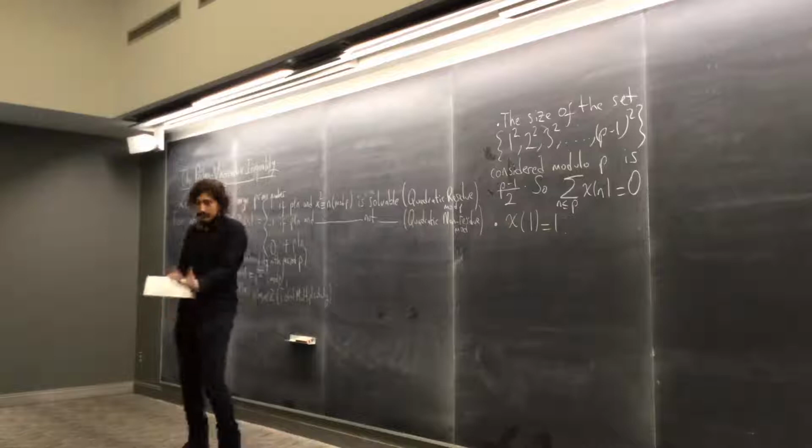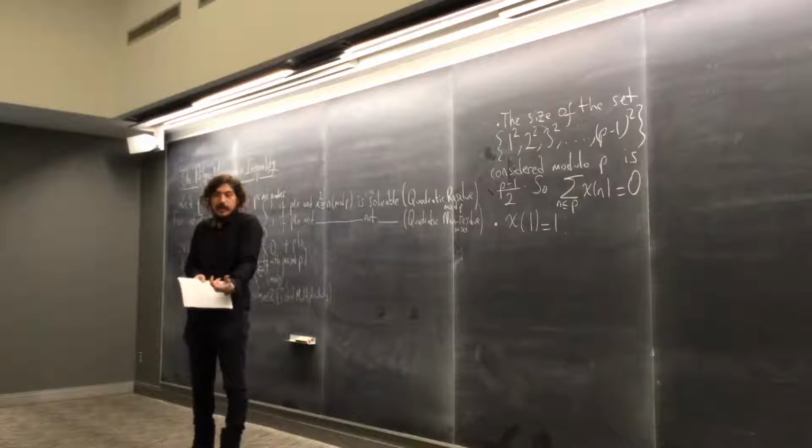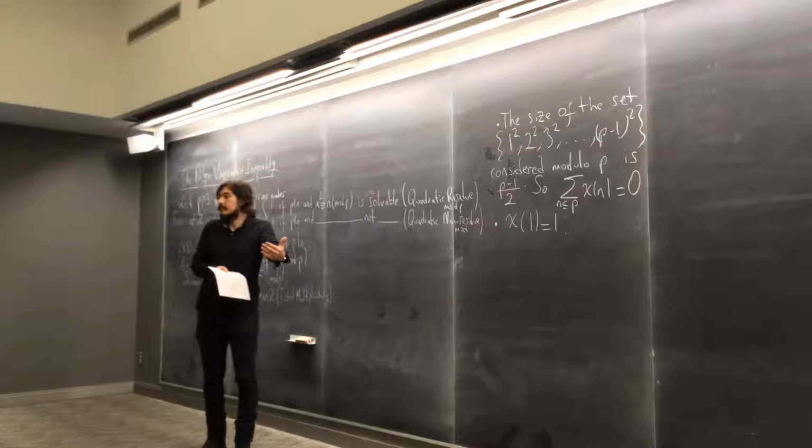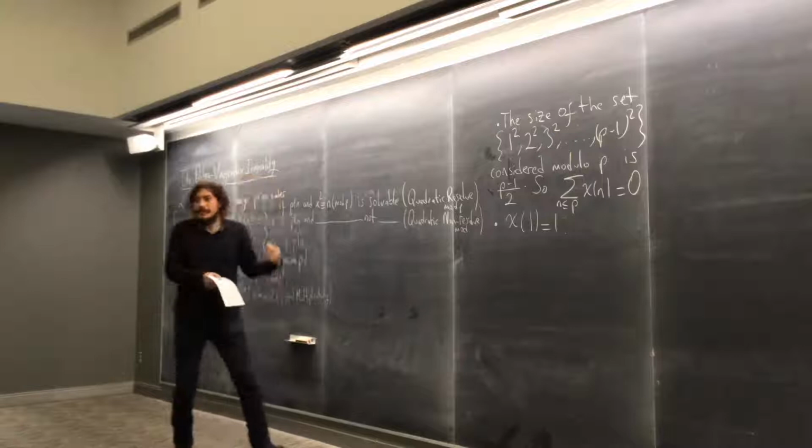The value is 1 at 1. Then, 2. What about the value at 2? Let's say the value of chi at 2 is 1 again. Chi 2 is 1. Chi 3 is 1. Chi of 4 is 1. 5 is 1. What is the question now? What is the first time that we observe that this function takes the value minus 1?